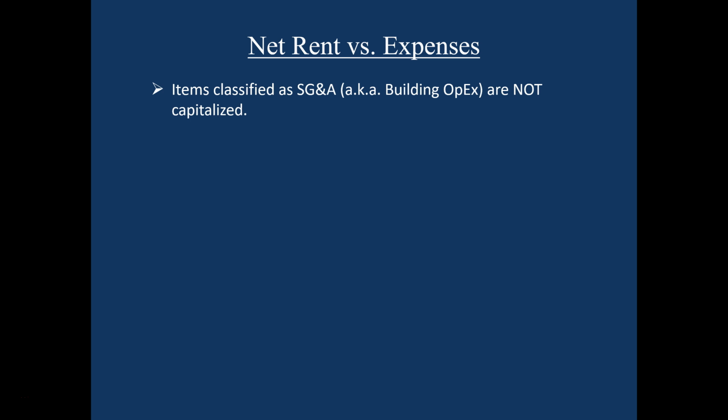Now we're going to discuss a different topic on the income statement. This one has a bit of a gray area, and it's one that many people are curious about. You may recall that when you're calculating the beginning balance of your asset and liability, you use net lease rents. That means that you don't include anything that is considered an expense.